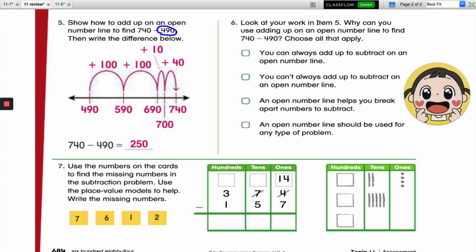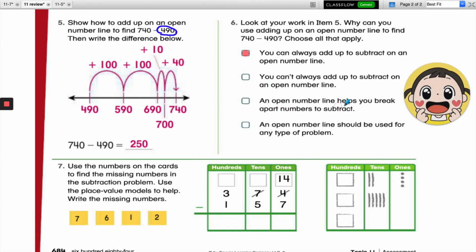Number 6, look at your work in item 5. Why can you use adding up on an open number line to find 740 minus 490? You can always add up to subtract on an open number line. Is that true? Yes. You can't always add up to subtract on an open line. Well, we said that you could, so we know that this is not correct.